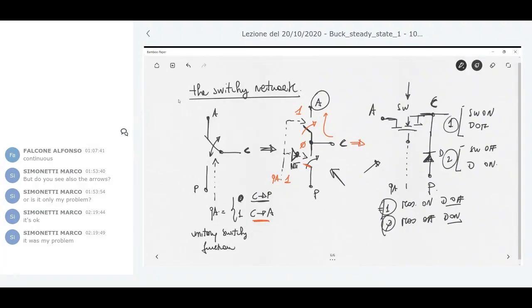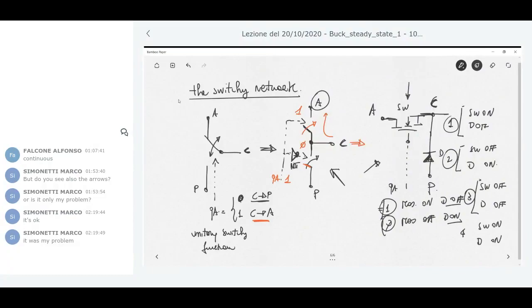And then you have another situation in which both are off: switch off and diode off. This is the third situation. In practice there could be another combination, which is the fourth situation, when the switch is on and the diode is on.